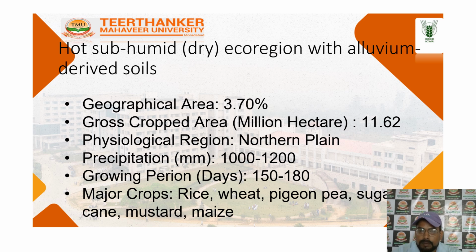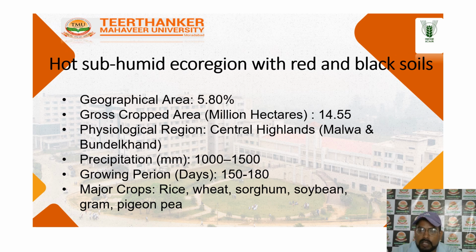Next is the hot subhumid ecoregion with the red and black soil. That means their area share of the total geographical area of India is 5.80%, and the region is especially the central highlands, like Malwa and Bundelkhand. Annual rainfall is 1000 to 1500 and growing period is 150 to 180 days. Major crops growing are rice, wheat, sorghum, soybean, gram and pigeon pea. These are the specific crops grown in the specific climatic condition or humidity of the hot subhumid region.